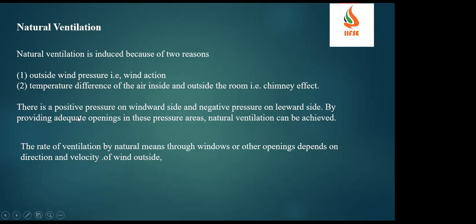Then there is positive pressure on the windward side and negative pressure on the leeward side. By providing adequate openings in these pressure areas, natural ventilation can be achieved. That's why our homes are oriented east and west, so that the wind direction generally happens in these two directions, and we keep the windows or doors in those specific locations so that we get proper natural ventilation.